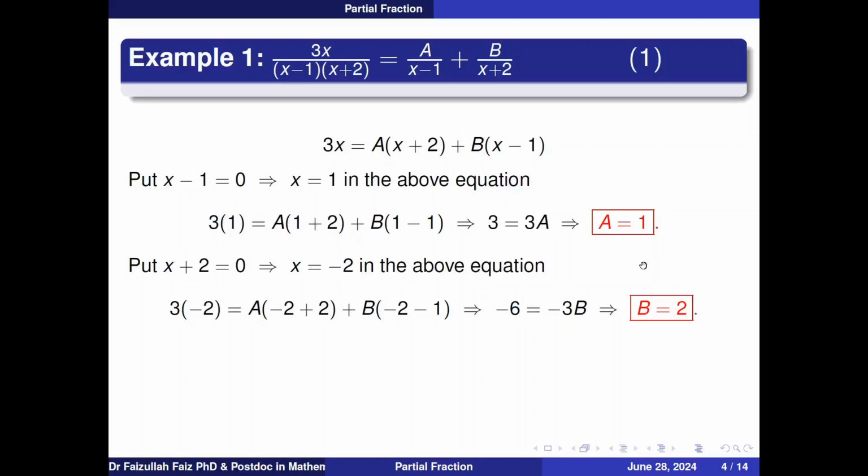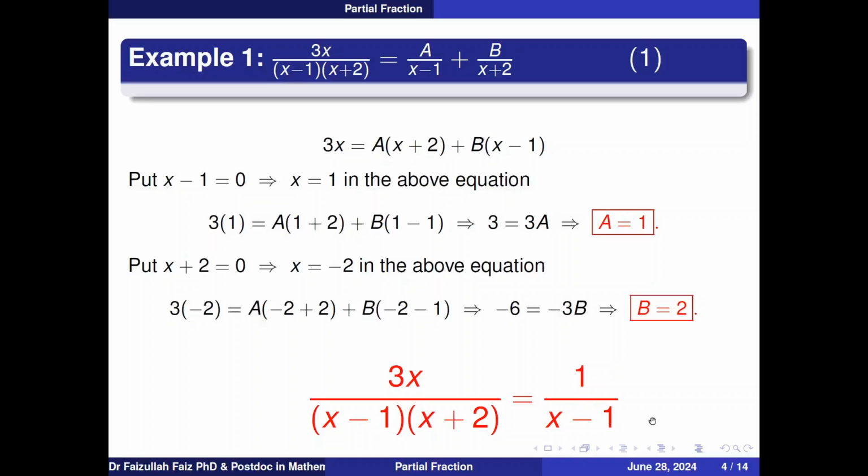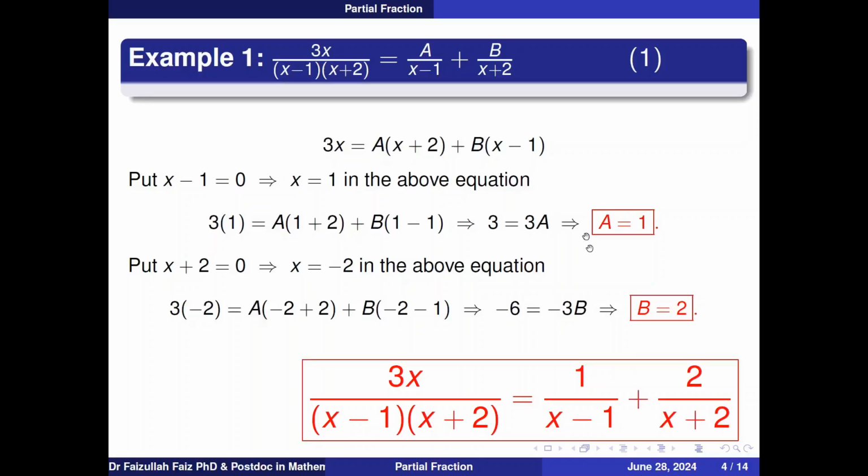Now we have the values of both constants a and b. We will plug in these values in 1, and that will be the required solution. So instead of a, now we put 1 here, and we get 1 over x minus 1. Instead of b, we put 2 here, so we get 2 over x plus 2, and that is the required solution.